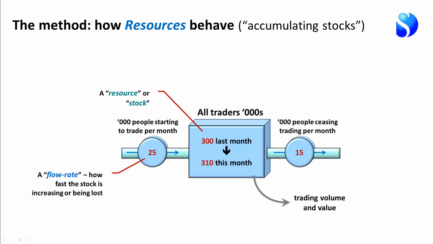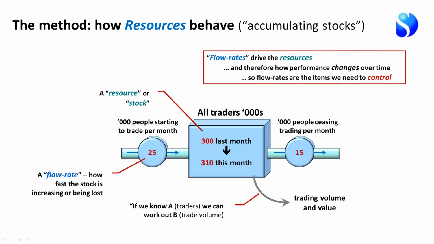And the causal arrow, the grey arrow in this case, simply means if we know item A, the number of traders here, then we can work out B, what the trading volume would be. So the principle is flow rates drive the resources and therefore how performance changes over time. So the flow rates in these diagrams are the items we need to control. We need to understand, manage and encourage the flow rate on the left, and we need to understand, manage and discourage the flow rate on the right. We've got no direct way of intervening on the number itself. It's the flow rates that we can influence.